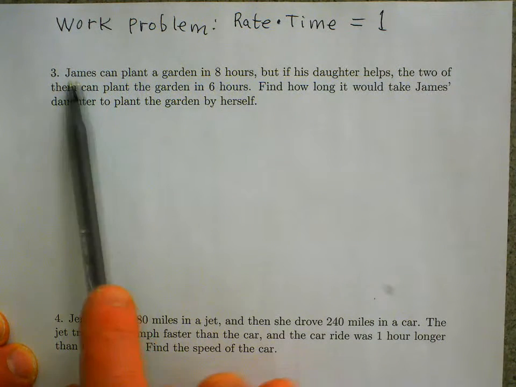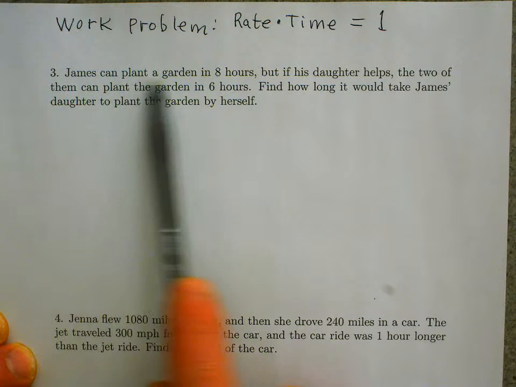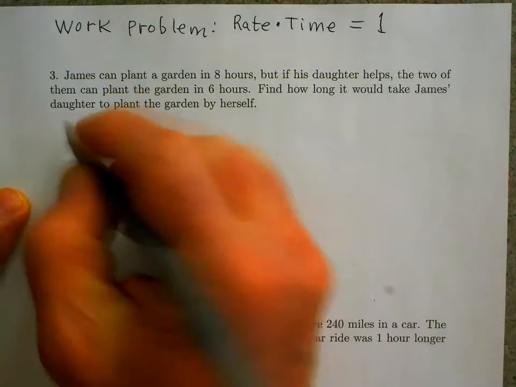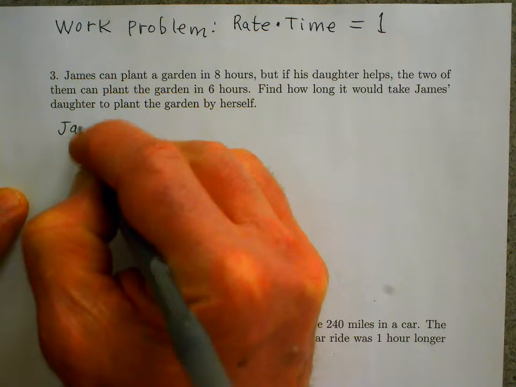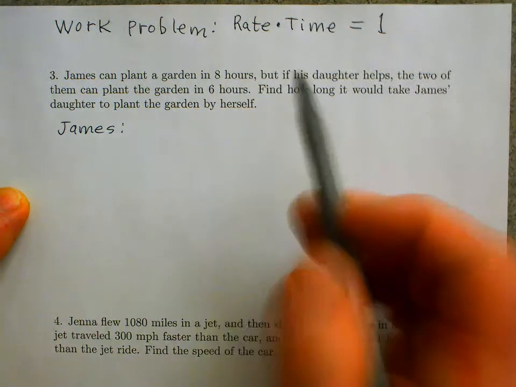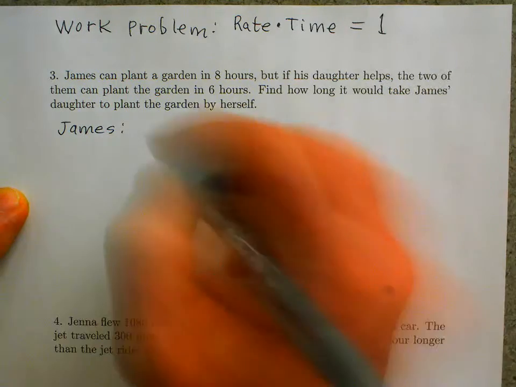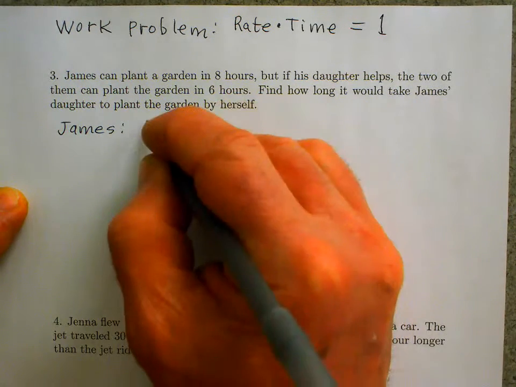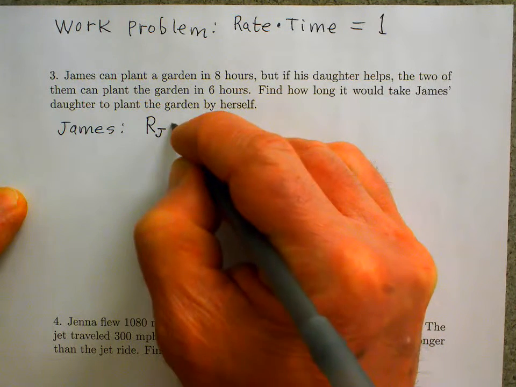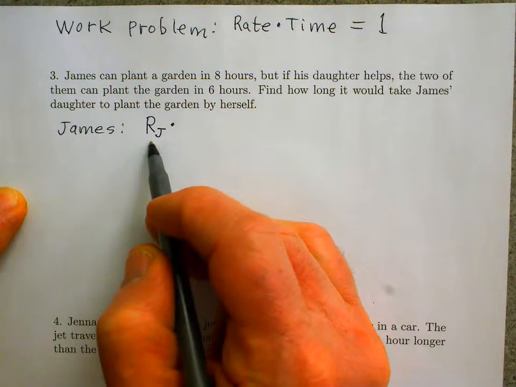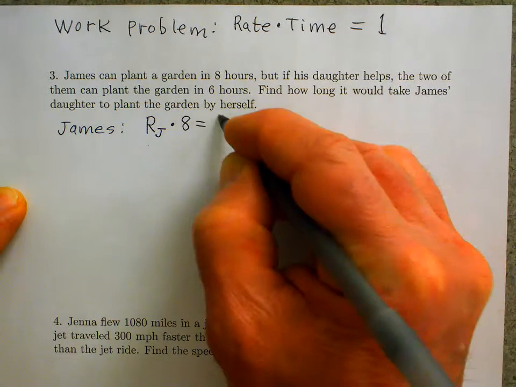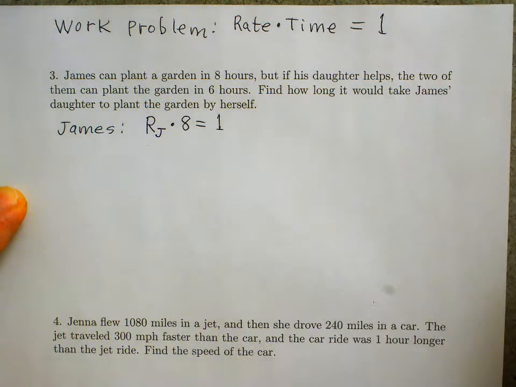Okay, so we're told that James can plant one garden in 8 hours. So for James, we can write down an equation, rate times time equals 1. So for James's rate, I'm going to write R sub j, and his rate times 8 hours equals 1 garden planted.